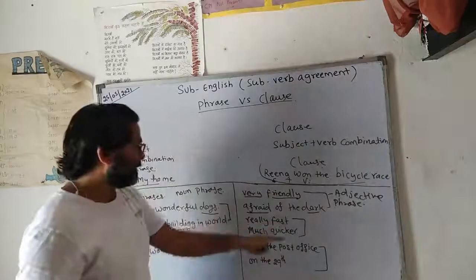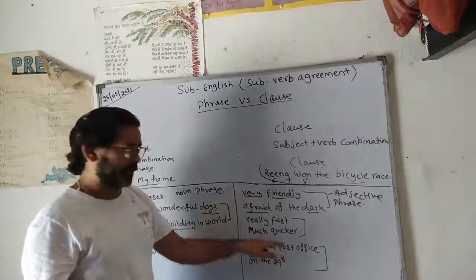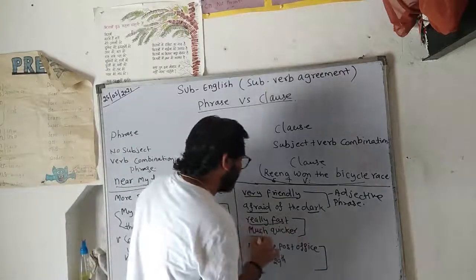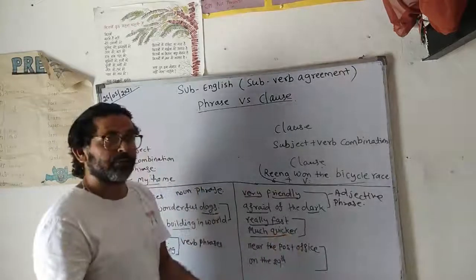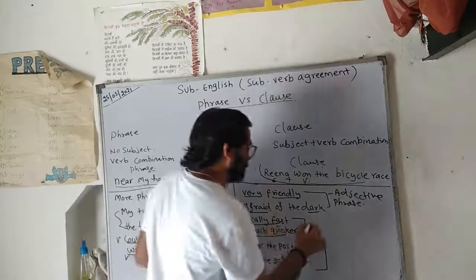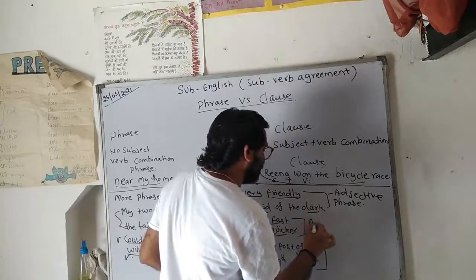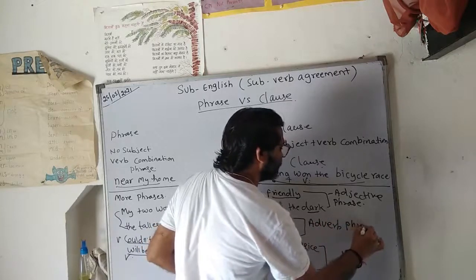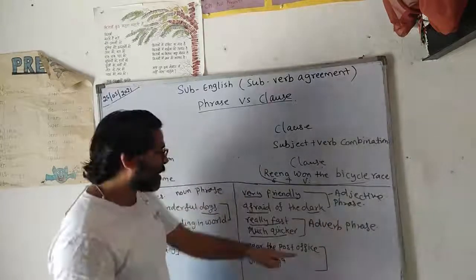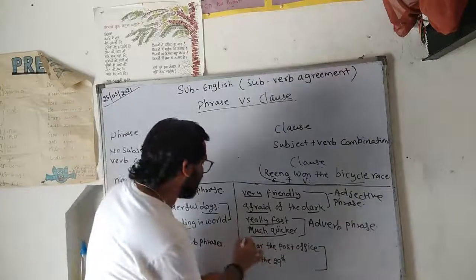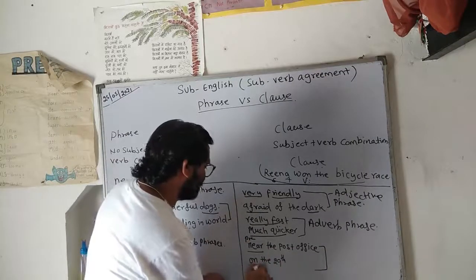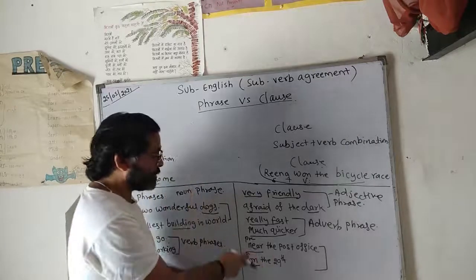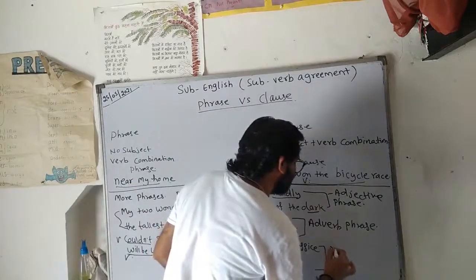Next, "really fast," "much quicker." These talk about the quality of a verb. So these two phrases are adverb phrases. Then "near the post office." Near is a preposition, and "on the 29th," on is also a preposition. So these two phrases are prepositional phrases.